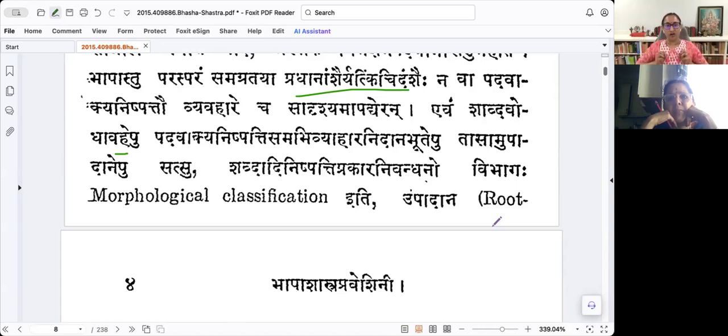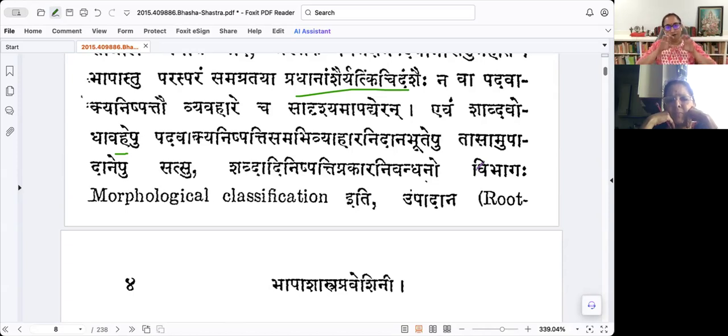This understanding is called Shabda Bodha. How do we get the Shabda Bodha? We get it from Pada, Vakya, Nishpatti, and Samabhivyahara. These are the Nidana Bhutam, these are the Karanam for understanding a sentence. Tasam Upadaneshu Satsu. Which means understanding of the sentence is present in the Karanam called Padam, Vakyam, etc.